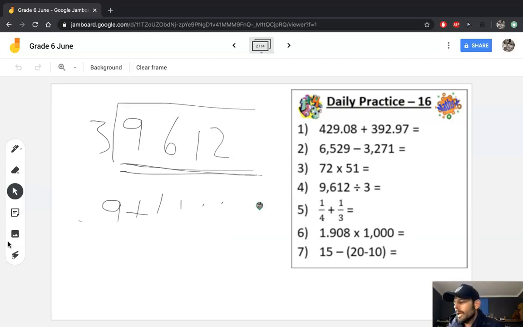3 goes into 9 3 times. 3 goes into 6 twice. It doesn't go into 1. It goes into 12 4 times. And then remember, our check is to go 3,204 times 3.